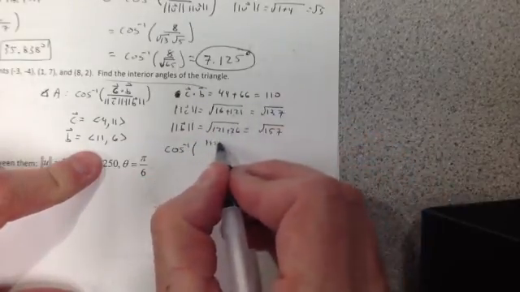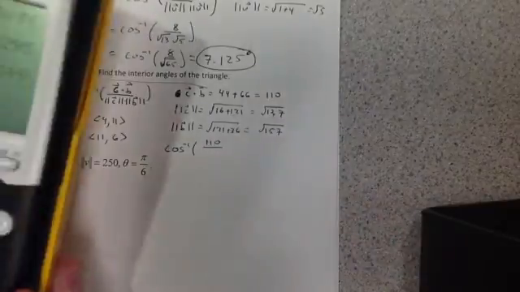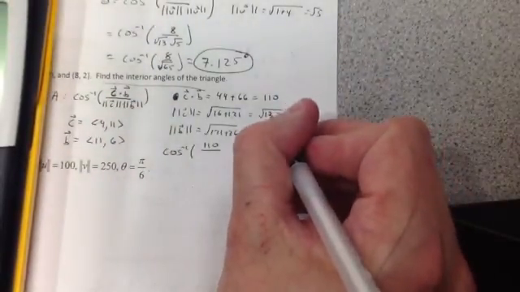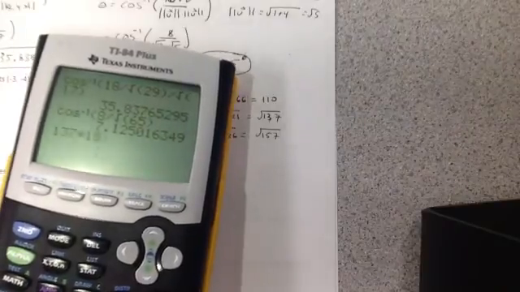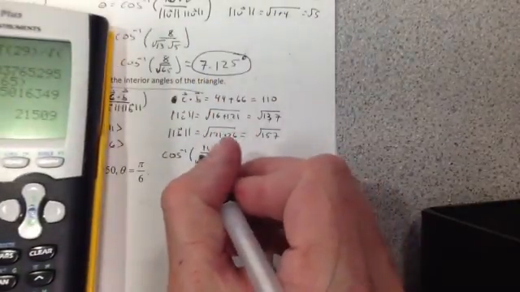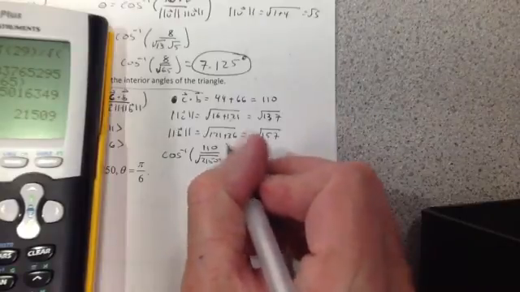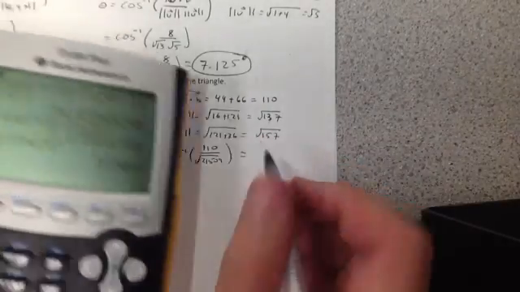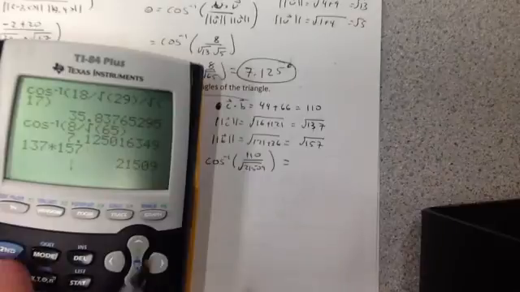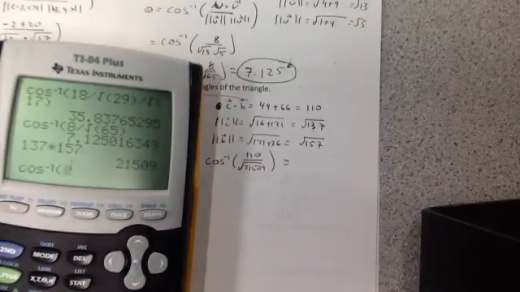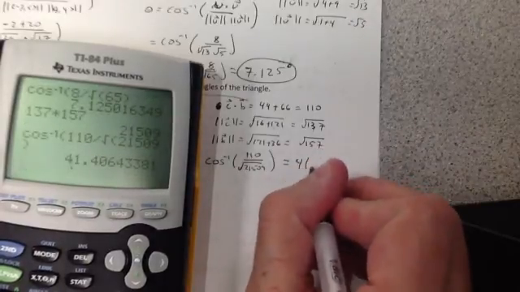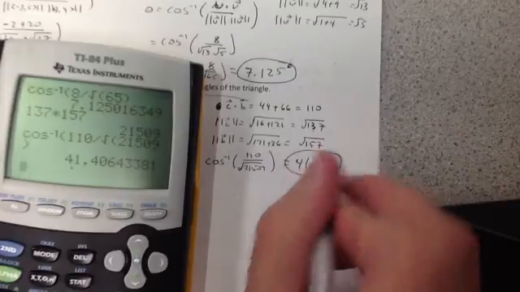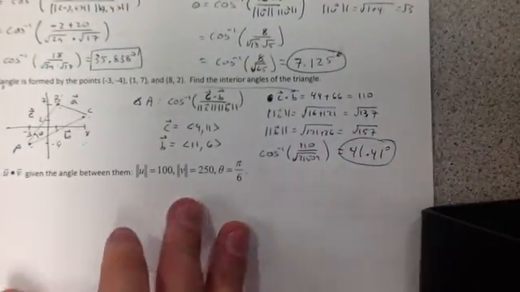Okay, 110. Now what I'm going to do is multiply those together. It's a big number, I know, but it's not that bad to work with. What's 137 times 157? It's the square root of 21,509. The reason I do that is just to make it easier to type in. So if I type this in, second cosine, we get 110 divided by the square root of 21,509. And we get 41.41 degrees. And there we have it.